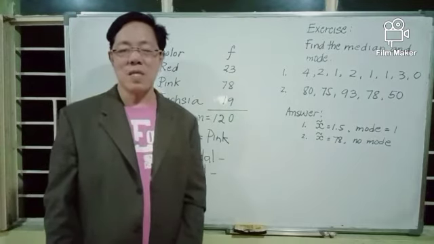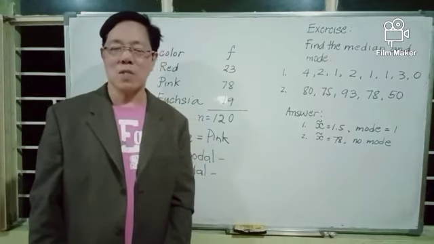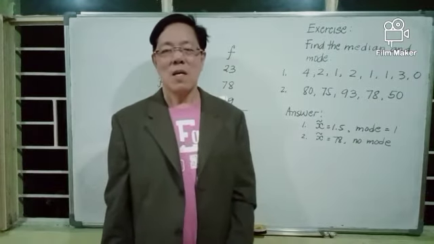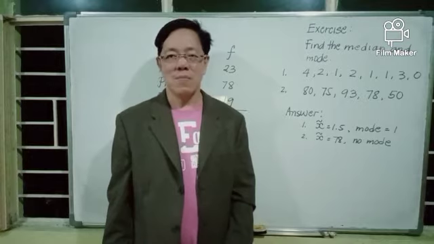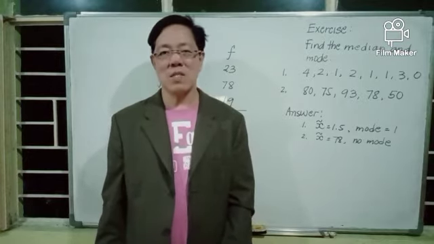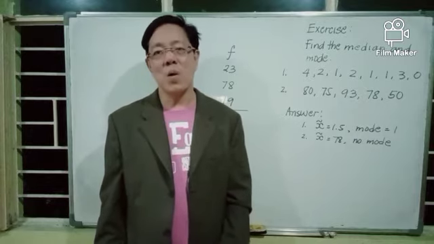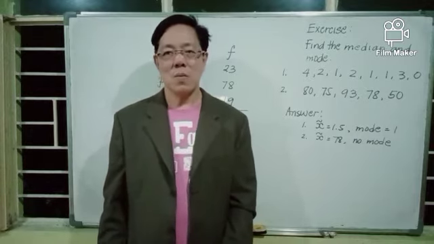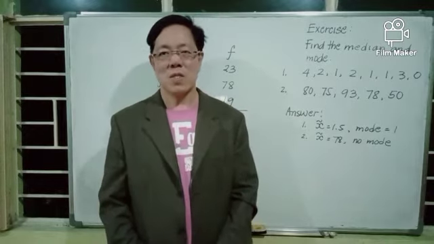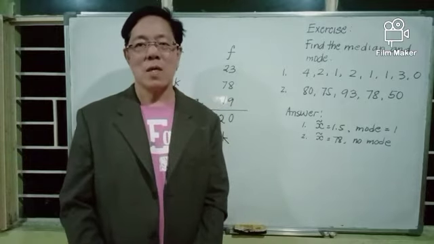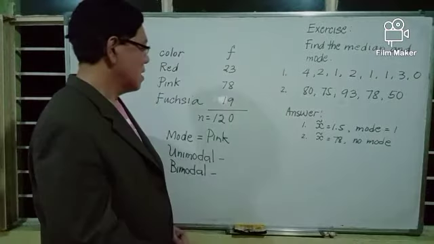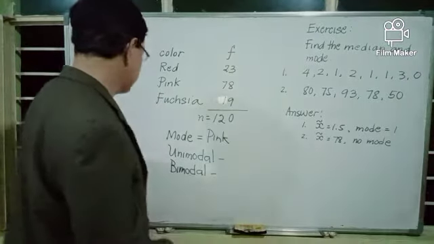And any set of data can have at most three modes. If the distribution of scores has three modes, you describe the set of data as trimodal. But a set of data can have at most three modes, which means that any set of data cannot have more than three modes. The greatest number of modes that any set of data can have is three modes. If a set of data has three modes, that set of data can be described as trimodal. Consider the following example.